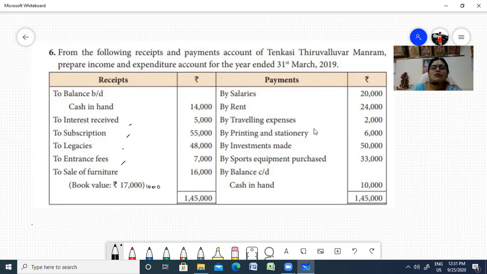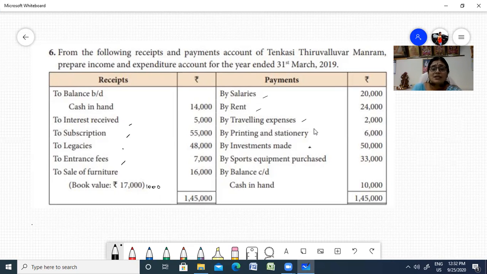Now these are all your indirect expenses: salary, rent, traveling. What are revenue expenditures? Revenue expenditures are expenditures that will be recurring. Every month you will have to pay your salary, your rent, your traveling expenses, printing. It keeps on recurring, right? Now, investment made, of course, it will not come. That will be a capital expenditure.